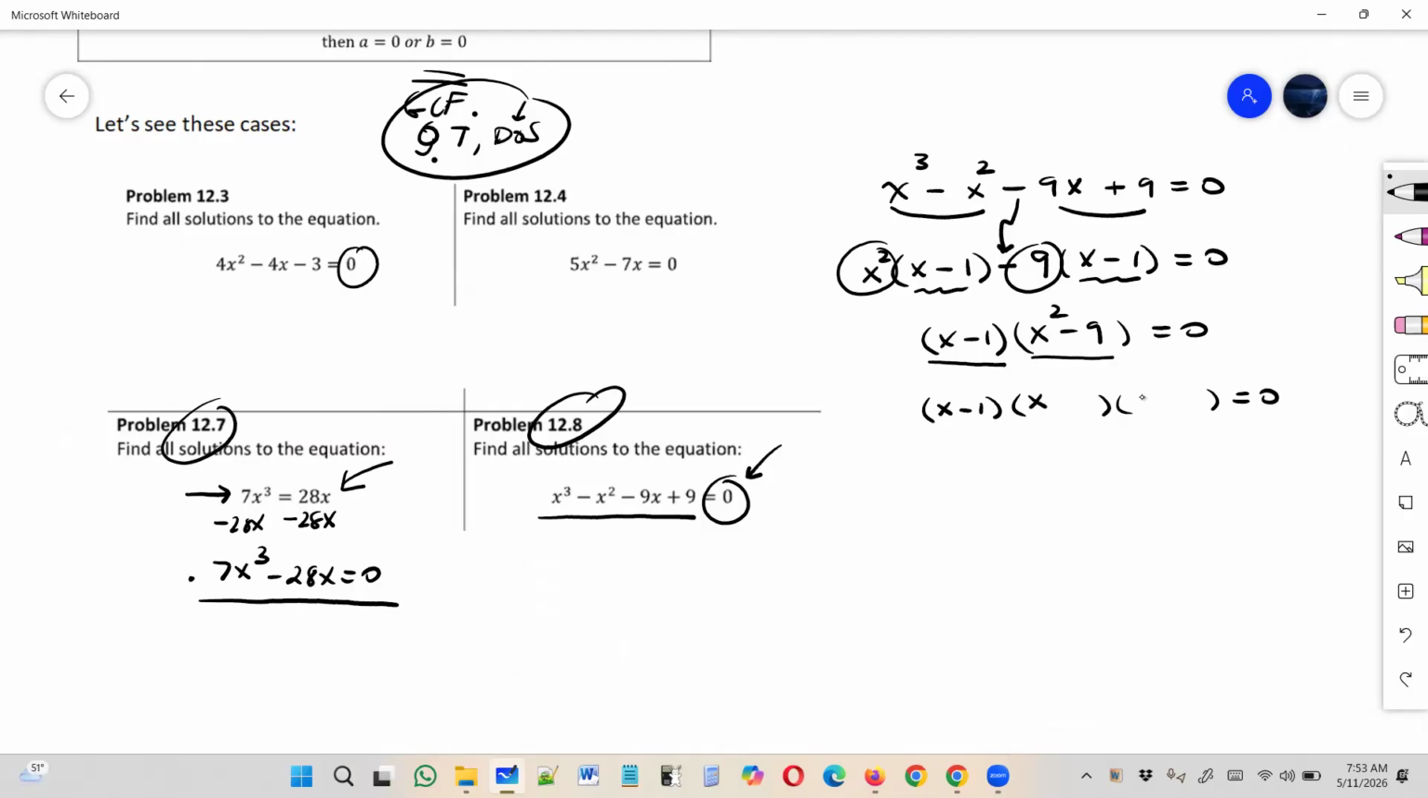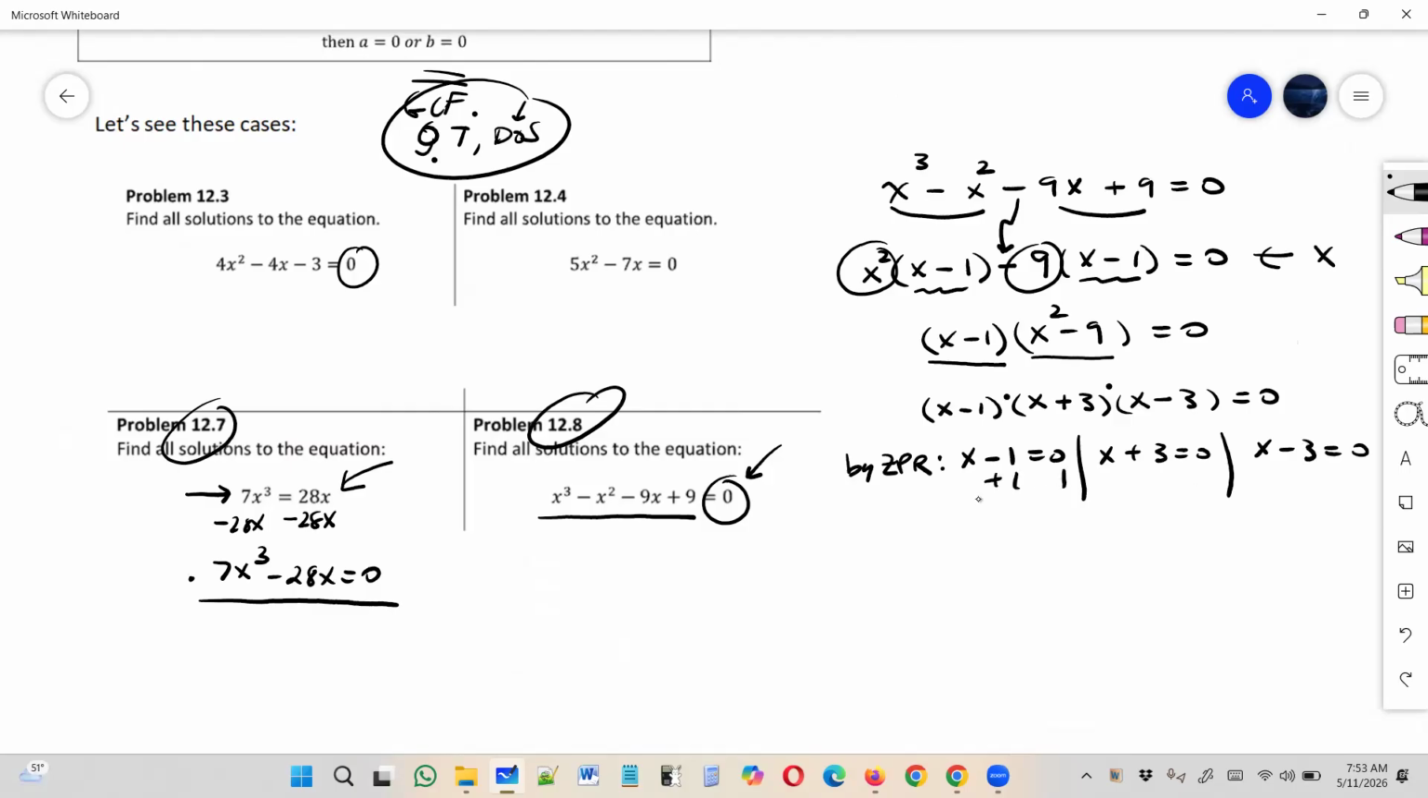Okay, x plus minus 3, 3. And now by the zero product rule, now we can only use the zero product rule when you have a product of all factors. All right, that's why I'm able to do it here and not able to do it there. So x minus 1 is 0. x plus 3 is 0, or x minus 3 is 0.